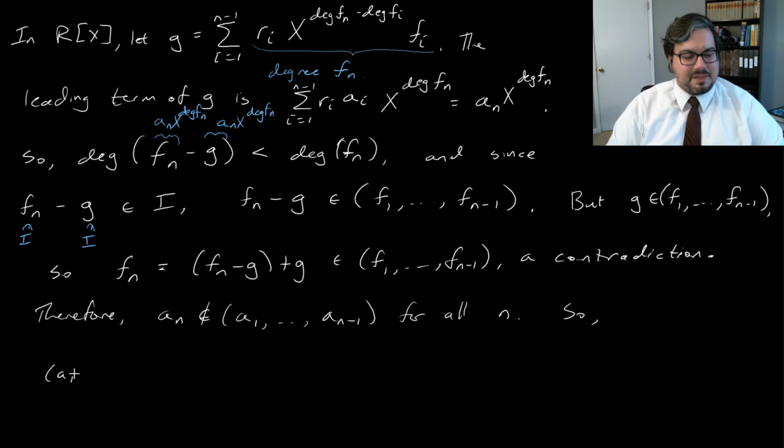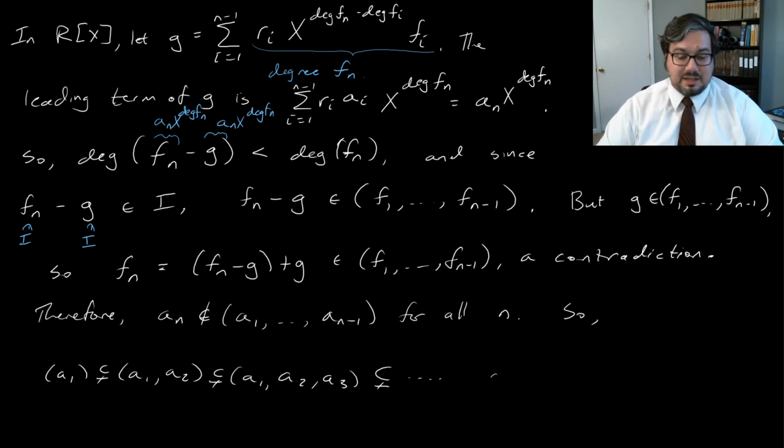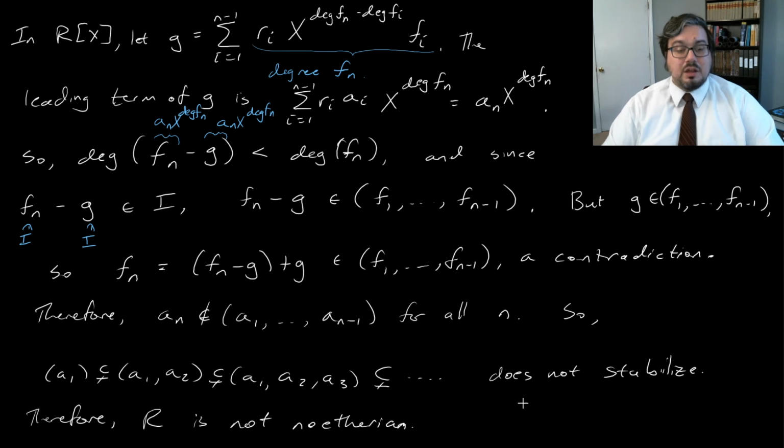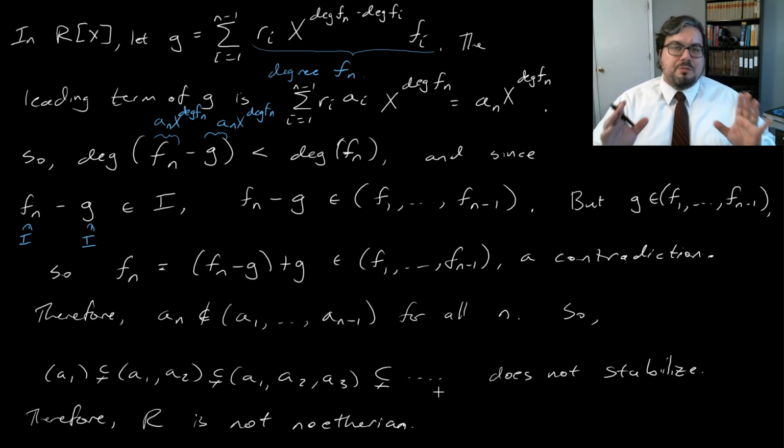So that means that the chain of ideals a1 contained in a1, a2, contained in a1, a2, a3, and so forth, does not stabilize. Therefore, this tells us that R is not Noetherian. So we've assumed that R adjoin X is not Noetherian, and we've proved that R is not Noetherian.